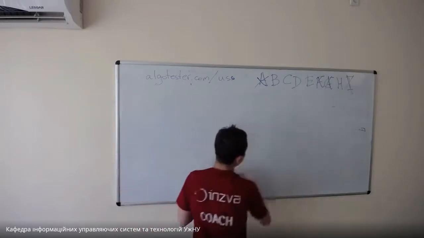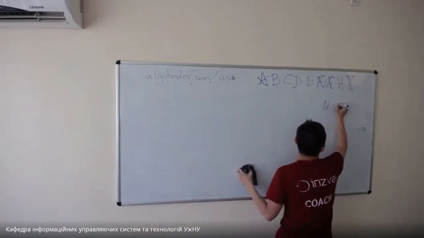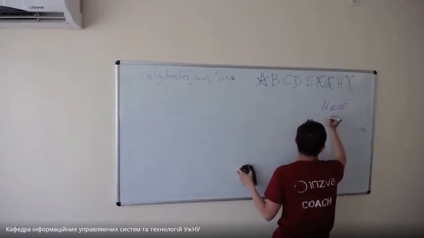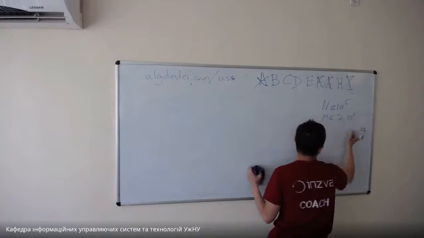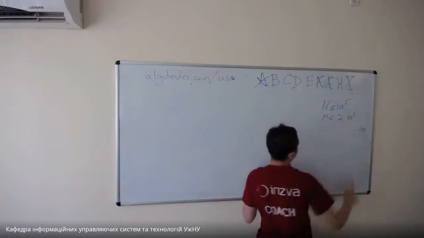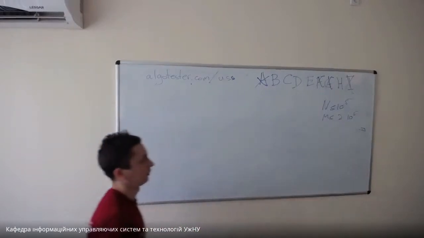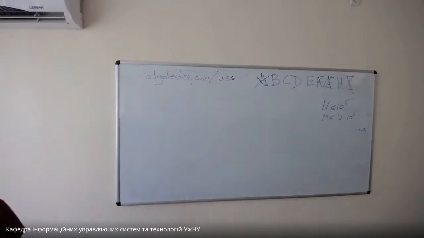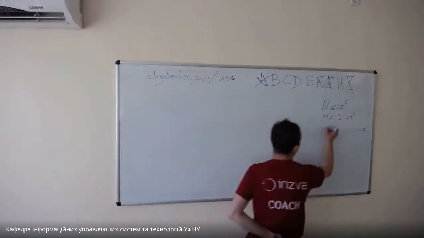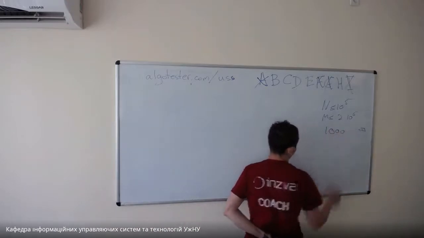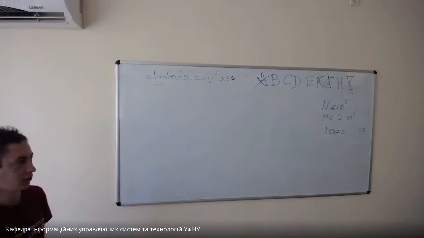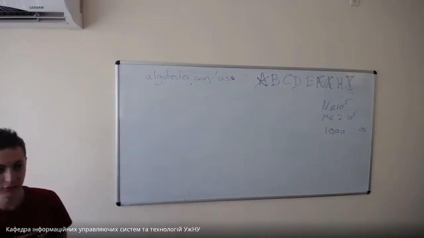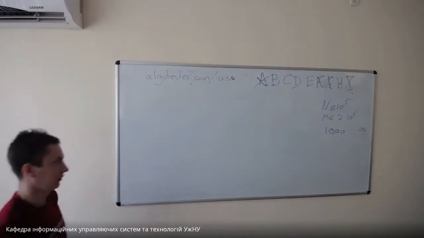So we have a graph with up to 10 to the 5th vertices and 2 times 10 to the 5th edges. And we have to color the vertices into 1,000 colors. So let's divide all of the vertices into 2 categories.